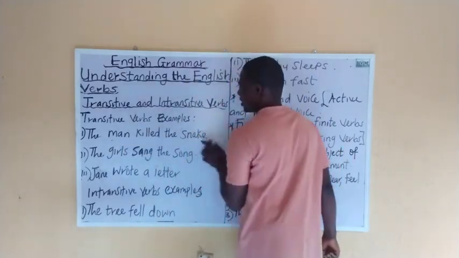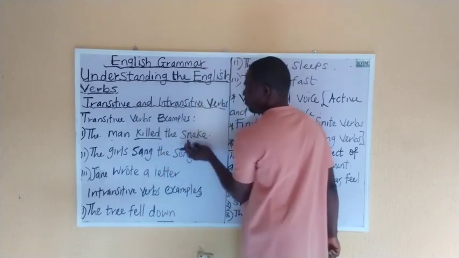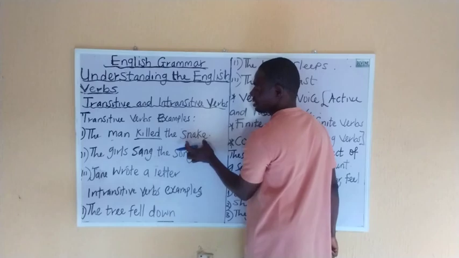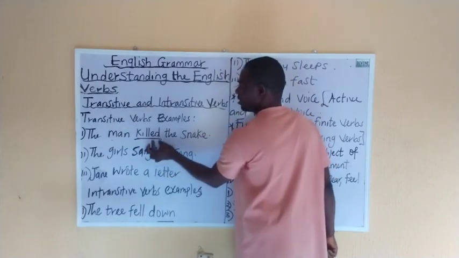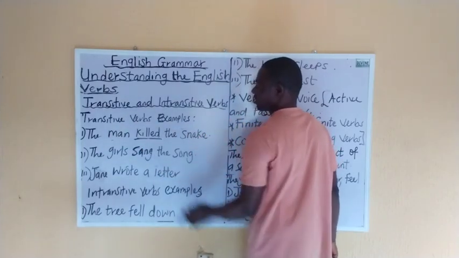The man killed the snake. Killed here is a transitive verb because it transferred the action to snake. So the man here is the subject, killed is the verb, snake is the object. Killed is a transitive verb.